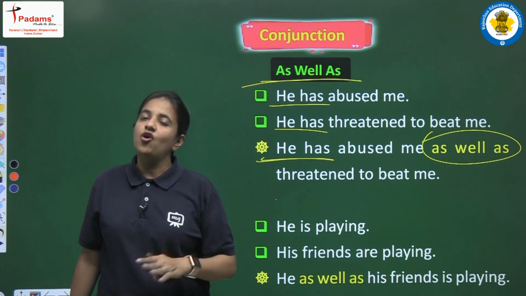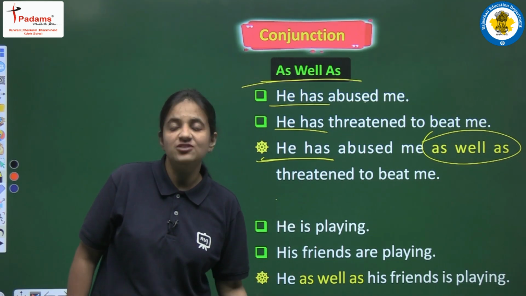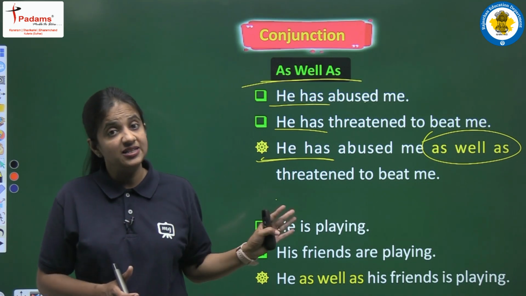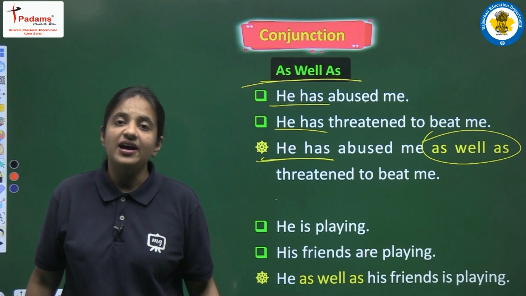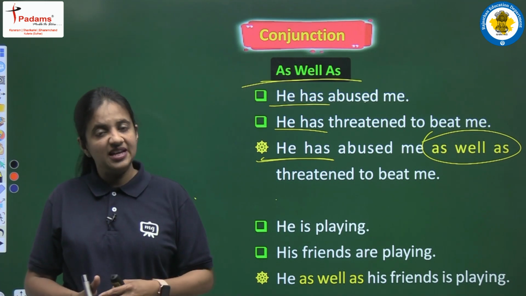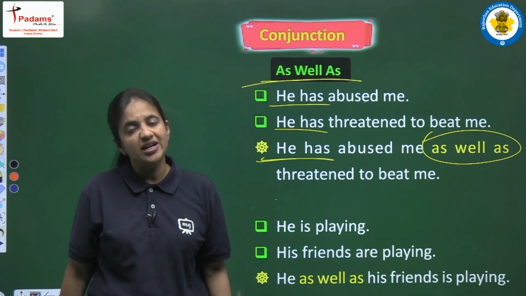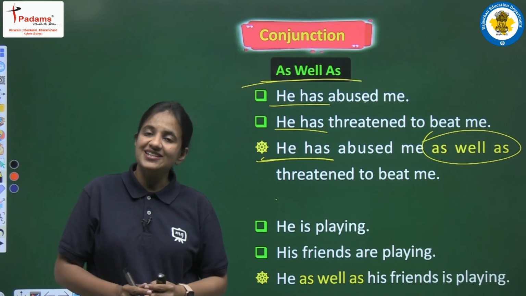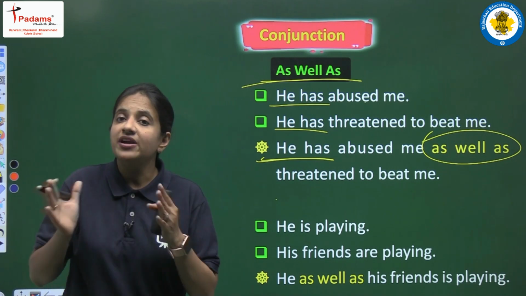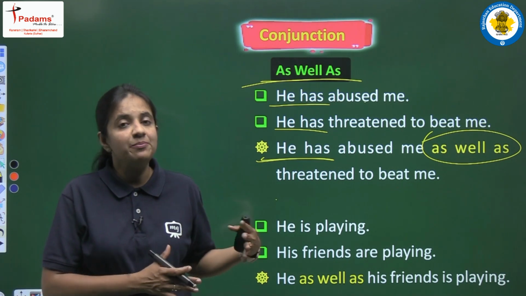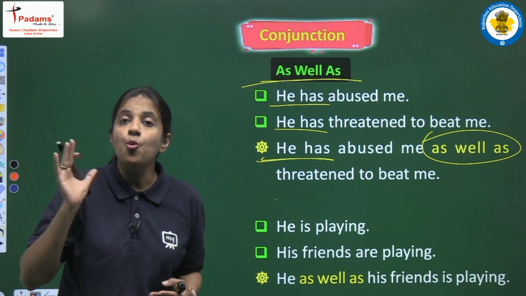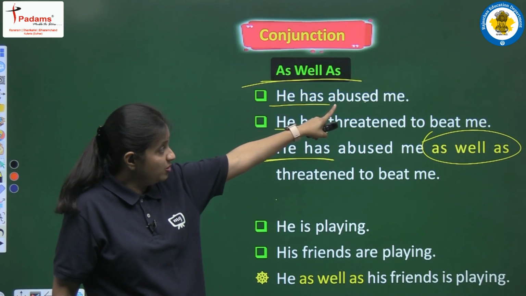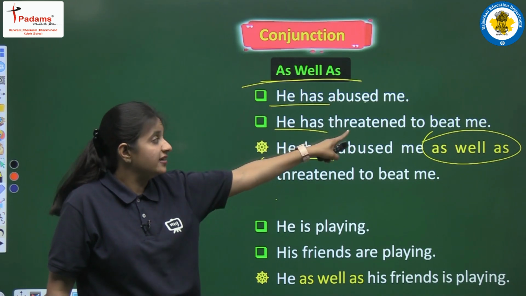The basic use of all the conjunctions is the same, students. One more time I am repeating this. You have to read the sentence very carefully and then identify the common part that is present in both the sentences and identify the part that is different, and just learn that conjunctions are used to join the different parts of the sentence and the common part will be there only one time. Like here we are having he has, then he has abused me as well as threatened to beat me.